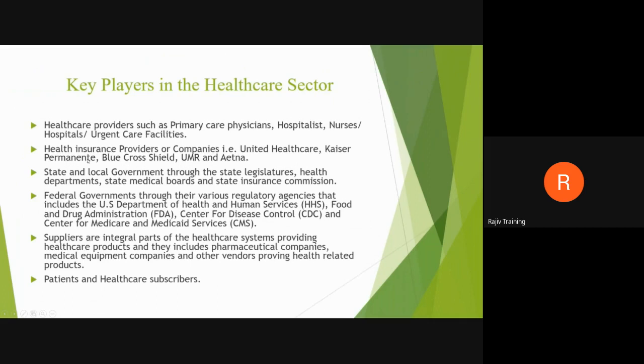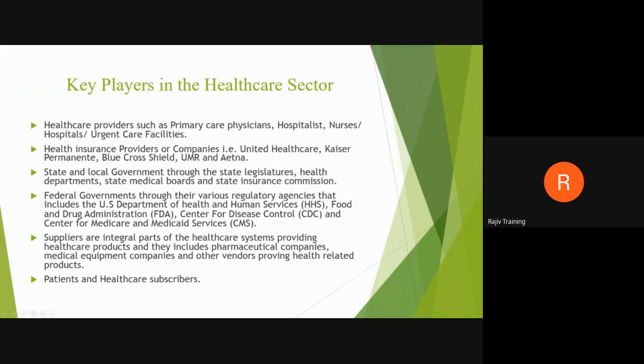Next are the health insurance providers. Big companies like United Healthcare, Kaiser Permanente, Blue Cross Blue Shield, UMR, and Aetna are all giant health insurance providers. And then state and local governments, through the state legislatures, health departments, state medical boards, and state insurance commissions. So these are a few state and local governments.